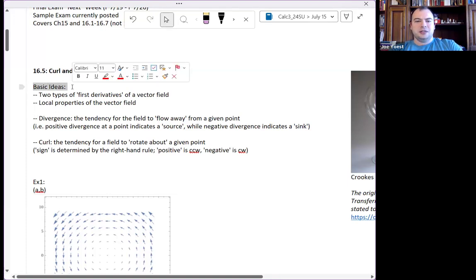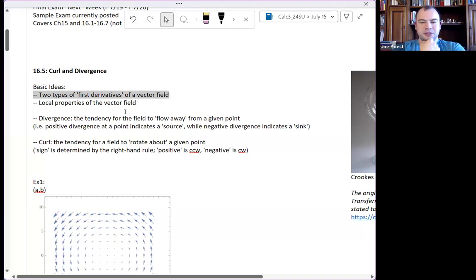So what are the basic ideas of curl and divergence? Well, we have this idea of a vector field. And so we have F bar, maybe in 2 or 3 dimensions. And we might be interested in something like the derivative of a vector field. So how can we take the derivative of a vector field? Well, essentially, curl and divergence are 2 different types of first derivatives of a vector field.